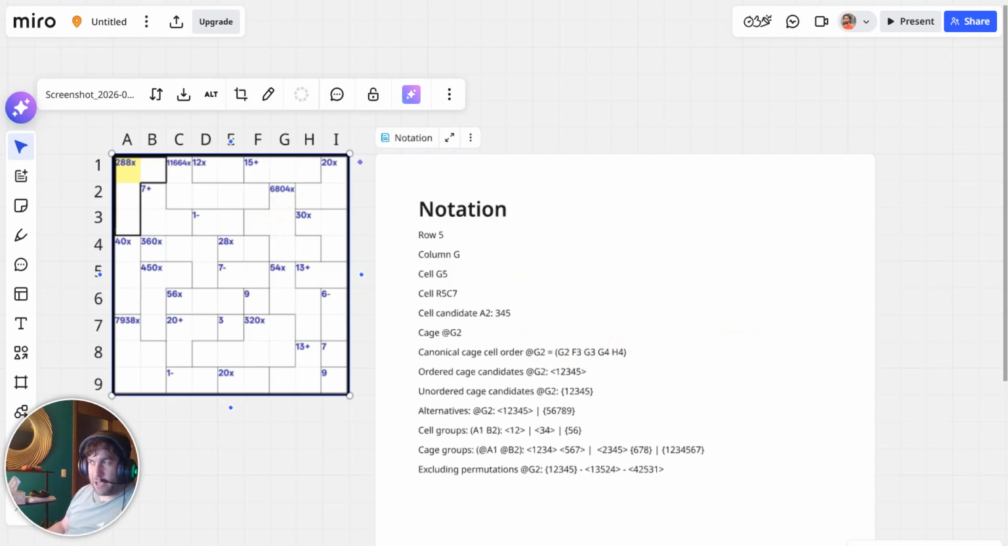Let's talk about cage candidates. Sometimes denoting only cell candidates is not enough.